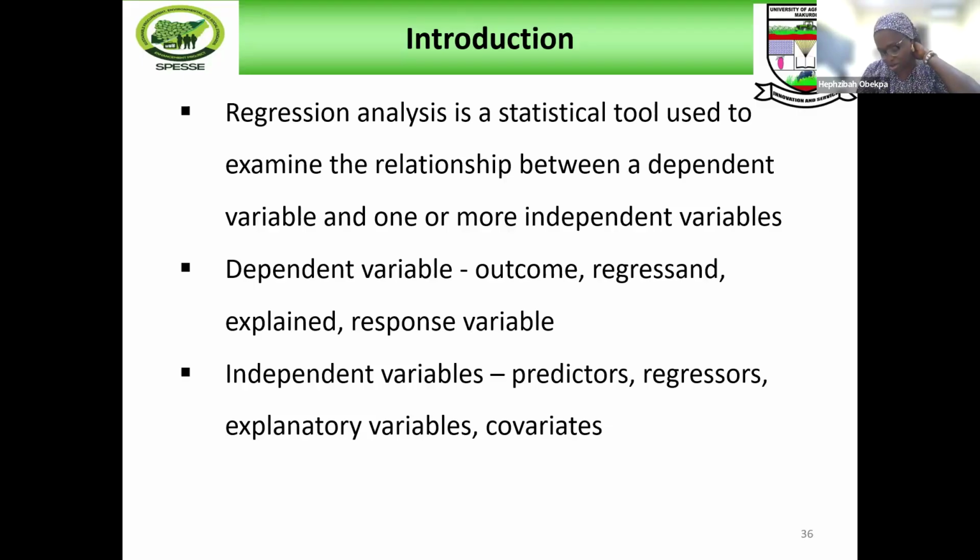It's good we know these names. For independent variables, the other names are predictors. Independent variables are your X's; dependent variables are your Y. Are we following? You cannot interchange them like in correlation. In correlation, it doesn't matter; you can say this is Y, this is X, or the reverse. But it is not so for regression, so please let's take note of that distinction. Your independent variables are your predictors, regressors, explanatory variables, and covariates. Let me not go deep, let's just continue.